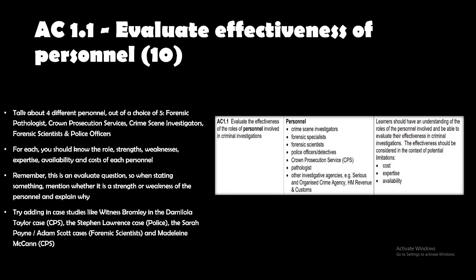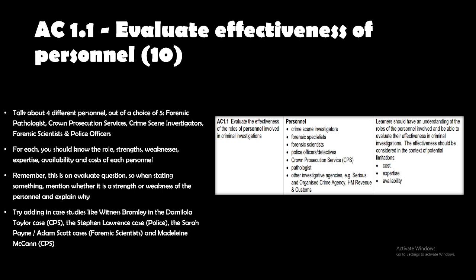So for AC 1.1, it's a 10-mark write-up where you're evaluating the effectiveness of personnel. So you have to talk about 4 different personnel. So crime scene investigators, forensic specialists, forensic scientists, police officers or detectives, Crown Prosecution Services, pathologists, and there are also other investigative agencies. I hadn't really covered that. The ones that I had covered in class were forensic scientist, CPS, CSI, and police officers.